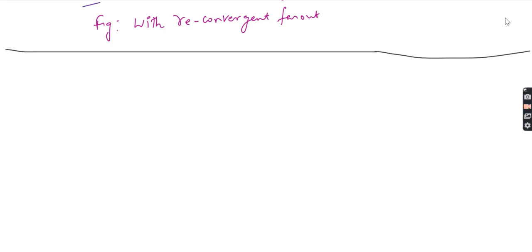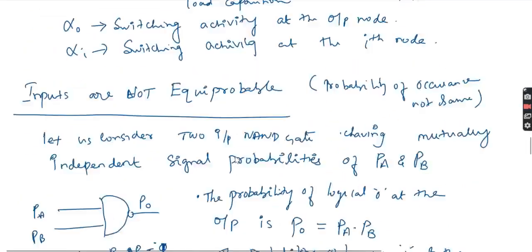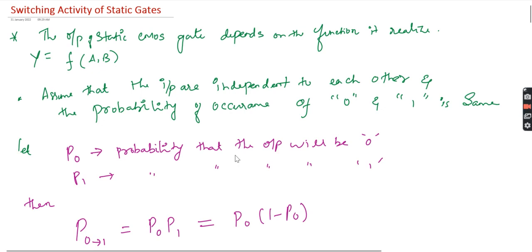Let's start today's session. Before that, let us recap what we studied in the previous class. In the previous class, we started with the switch power dissipation. In that, we looked at the switching activity of the static gates, like if both the inputs are independent, and how the output of the static gates depends on the function.